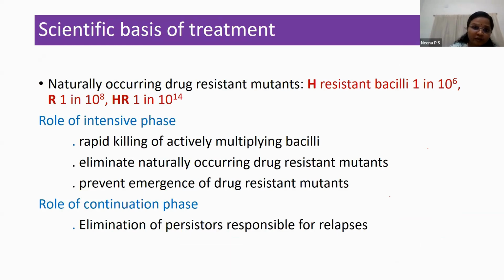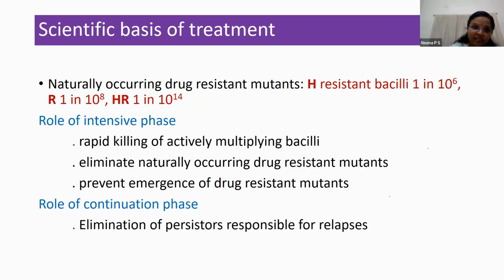So the treatment of TB is basically in 2 phases. That is, you have an intensive phase and you have a continuation phase. And in this intensive phase, you are giving all the 4 drugs together, which is basically intended for rapid killing of the actively multiplying bacilli.